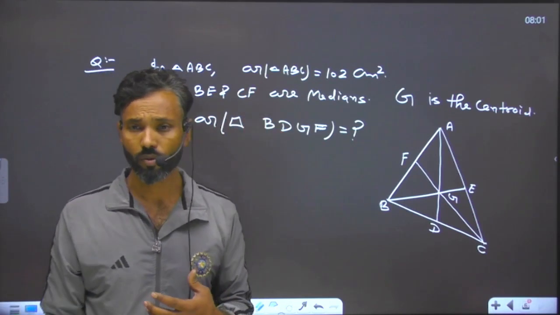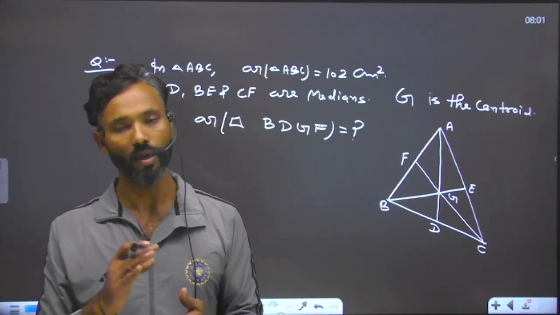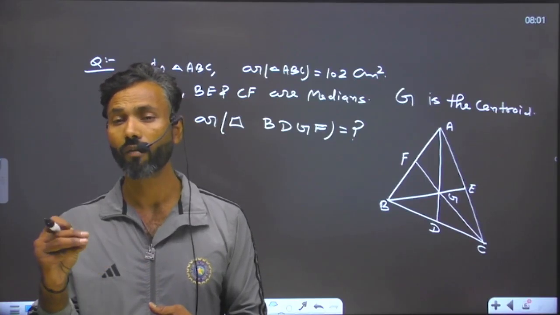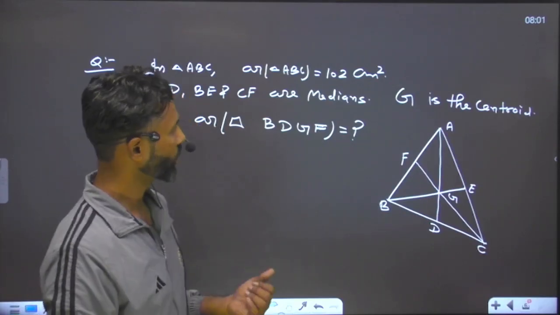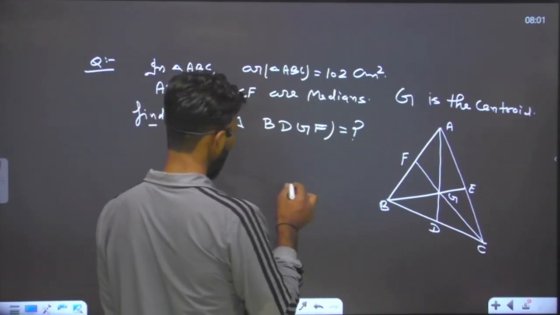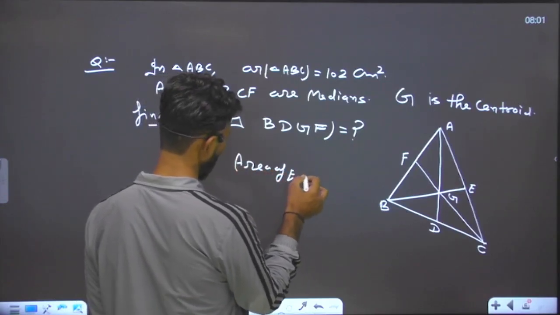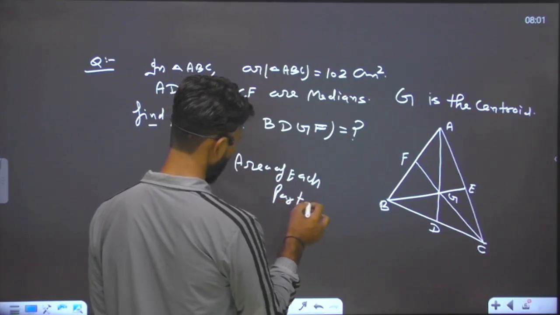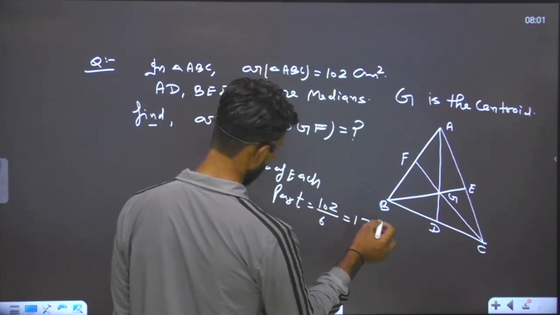And we very well know that if we drop all 3 medians, then the triangle will be divided into 6 equal parts. So we just need to calculate the area of each and every part. The area of each part will be equal to 102 upon 6. It will be equal to 17 centimeters square.